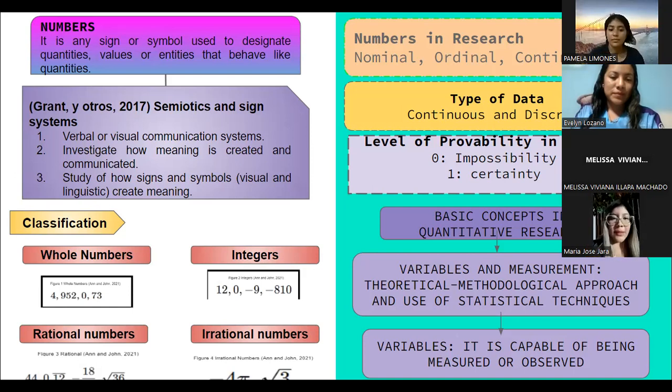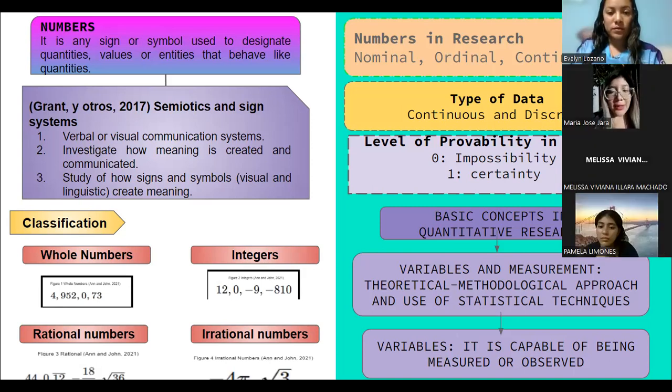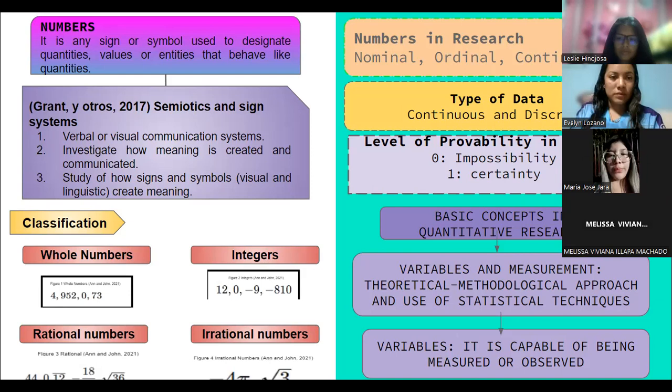Okay, there are 3 types of numbers in our research, which are nominal, ordinal, and continuous. Nominals only label things. The objective of ordinals is to demonstrate order, and continuous ones are used to count and measure. The types of data are continuous and discrete. Continuous are those in which it's possible to see an infinite number between 2 intervals, for example, pressure. And discrete data can only have a finite number in the range of their measurements.